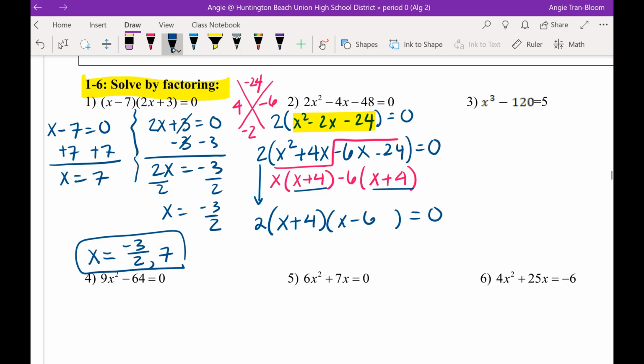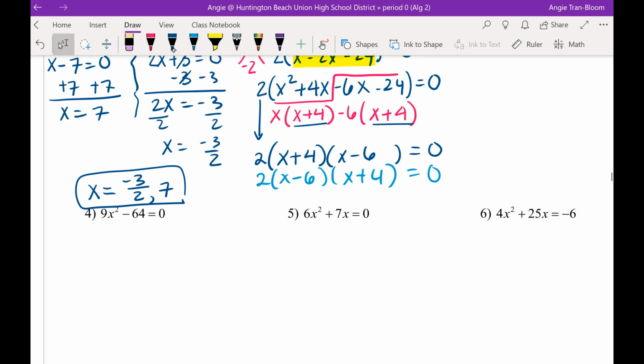X minus 6. Okay. So what McKay's asking is, is it okay for me to do this? X minus 6 times x plus 4. Are those all okay to do? Yeah. Okay. Multiplication, you can move them around and still be okay. Are they all factored out? Yes.